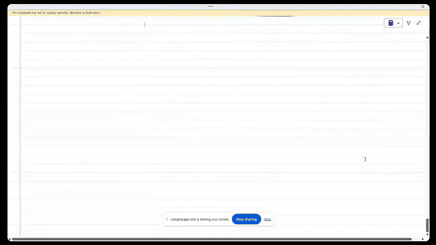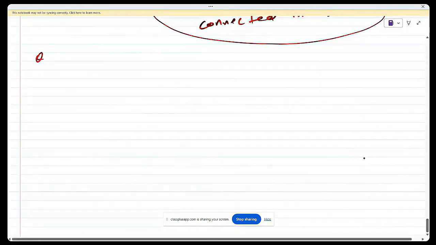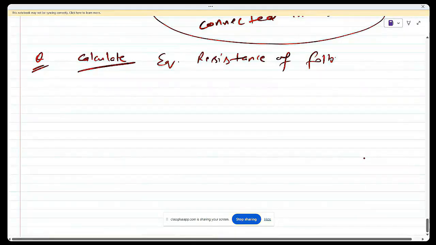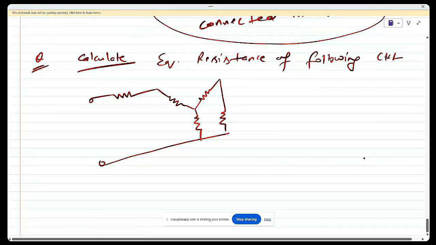Now let us solve a very simple problem. Calculate the equivalent resistance of the following circuit. This is A, this is B, and the resistors are 1 ohm, 2 ohm, 3 ohm, 4 ohm, 5 ohm. I think this is a very simple problem, because this 3 and this 4 are connected in series or parallel? They are connected in series, because they are carrying the same current. Whatever current flows through the 3 ohm, the same current flows through the 4 ohm, because no branch is moving from here. So the first step will be 3 plus 4.